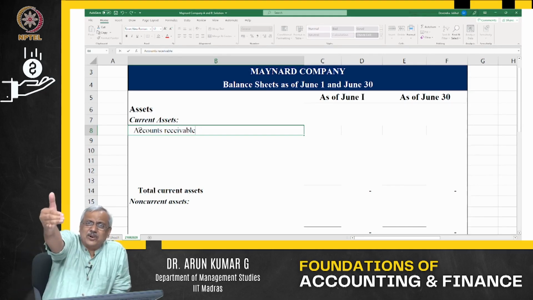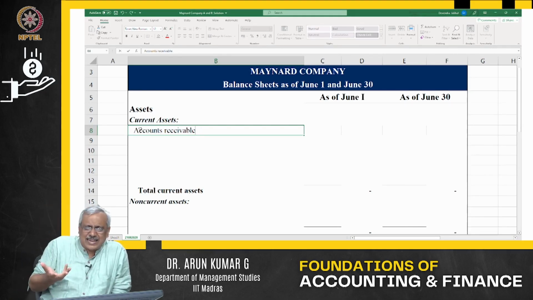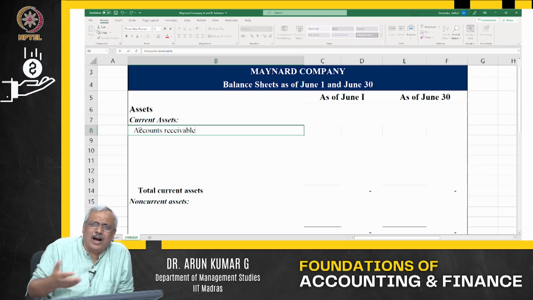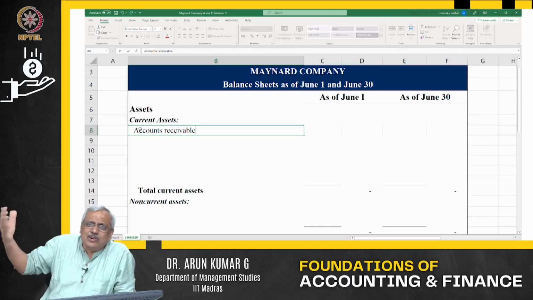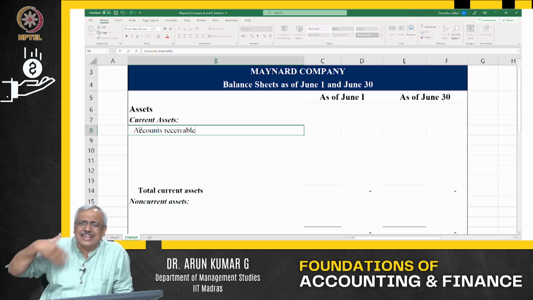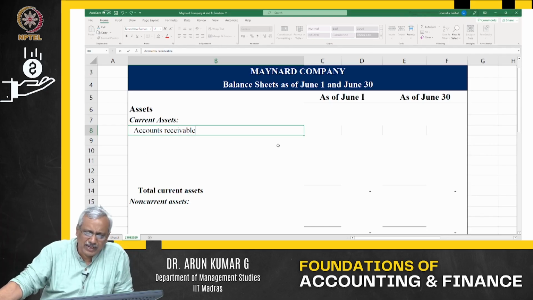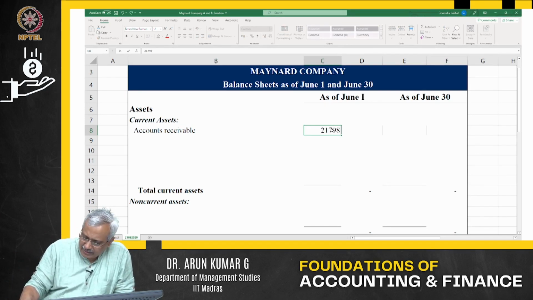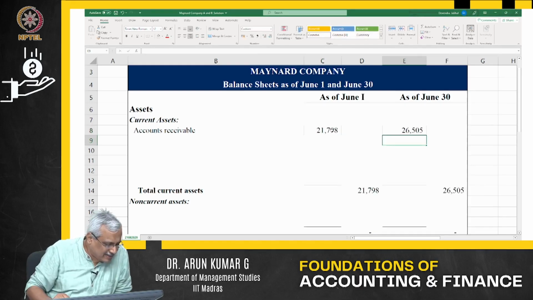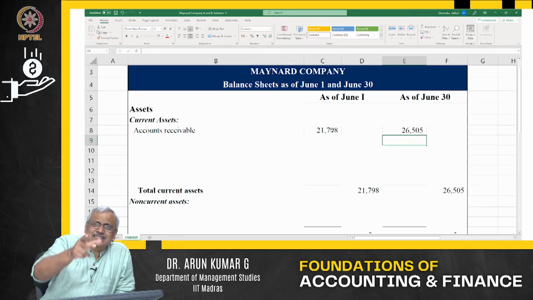Accounts receivable. That is, you have to receive for the sales that you have made. Always current. The figure will keep changing every minute. As you go on selling, it will go on increasing. As you go on receiving, it will go on reducing. So, this is a continuous cycle that keeps happening. So, accounts receivable. What is the amount of accounts receivable? 21,798 and then 26,505.